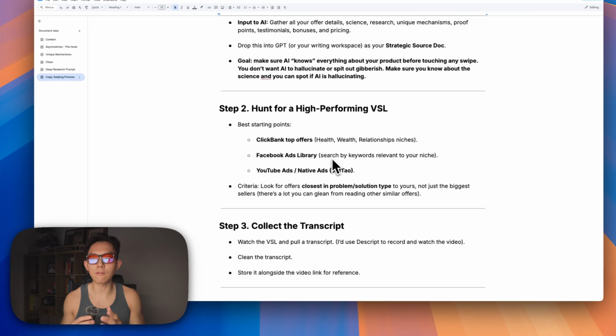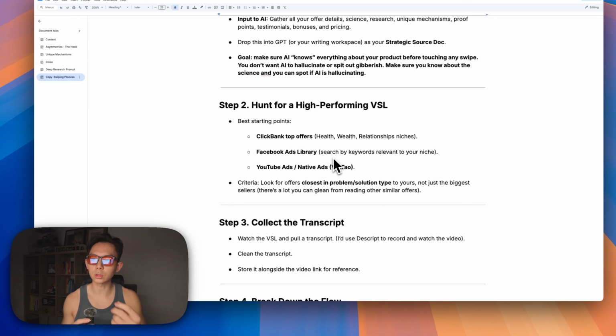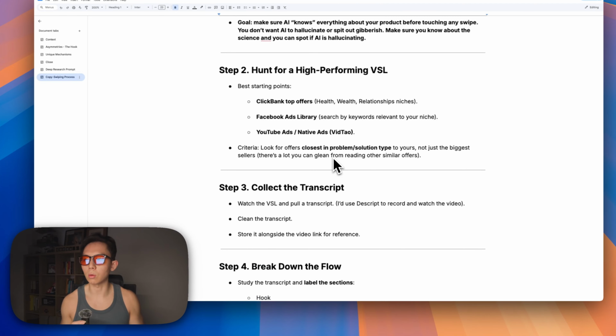So what I found is that if, for example, you're tackling back pain, you want to perhaps look for another offer that's performing well in the pain relief niche. So then you can glean from reading other similar offers. You can read about how they position the pain, how they position the unique mechanisms, and those are things that you can essentially model after.